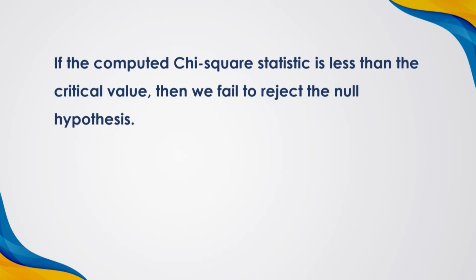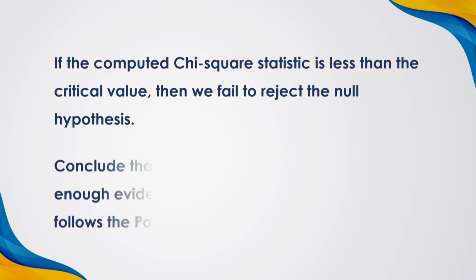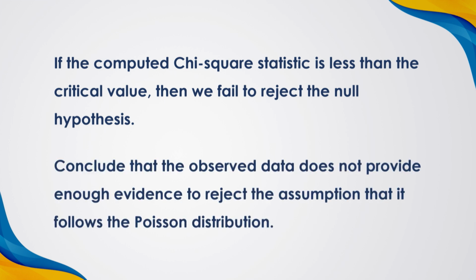If the computed chi-square statistic is less than the critical value, then you will fail to reject the null hypothesis, and you can conclude that the observed data does not provide enough evidence to reject the assumption that it follows the Poisson distribution. In these two decisions, you are able to identify whether the data is suitable for the Poisson distribution or not. It means that whether it has been properly fitted or not can be identified.